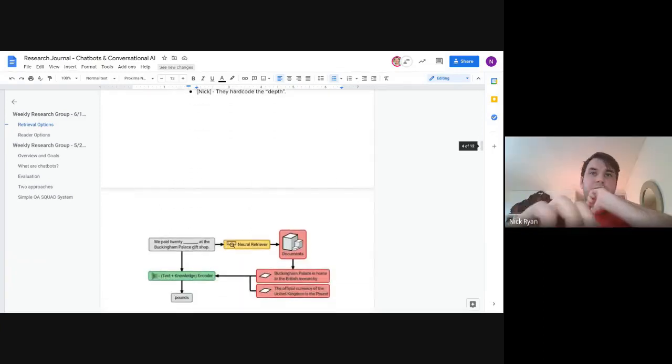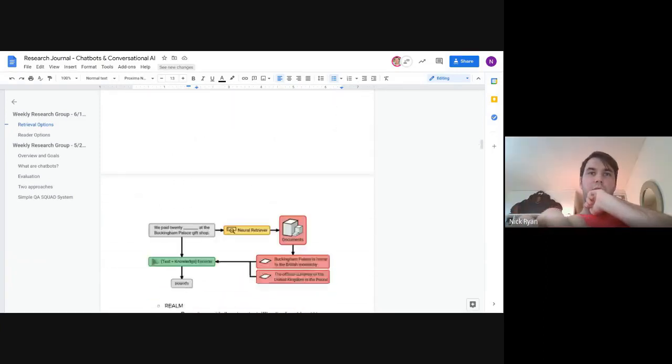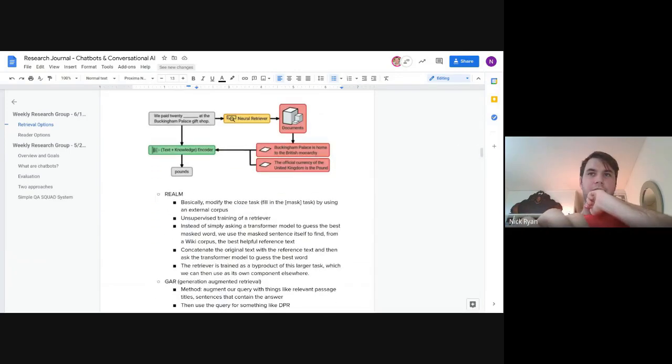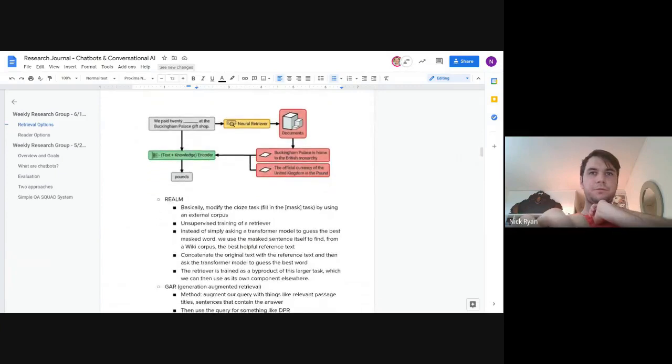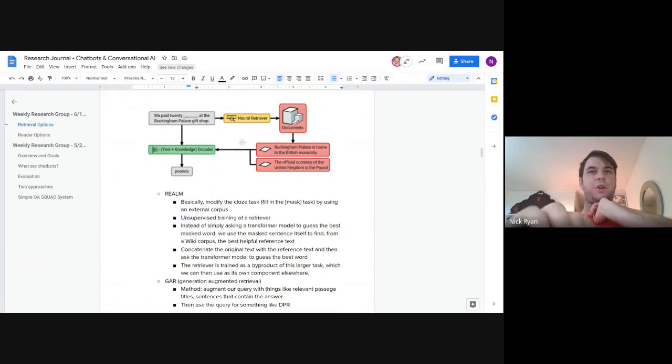Okay, so that's multi-hop, and let's see, I think we've got 2 more here. REALM, and this is an interesting one. I think this diagram does a decent job of summarizing it.